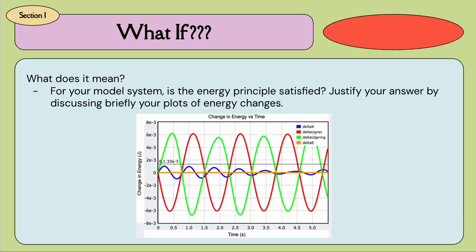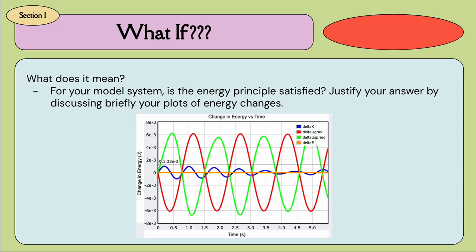For our what-if problems, the first problem is, what does it mean? It asks for your model system, is the energy principle satisfied? I would say that it is. You can see this through our graph that is shown below. The orange line represents the total change in energy over time. This line stays very close to zero throughout the motion, which indicates that the total energy is conserved.